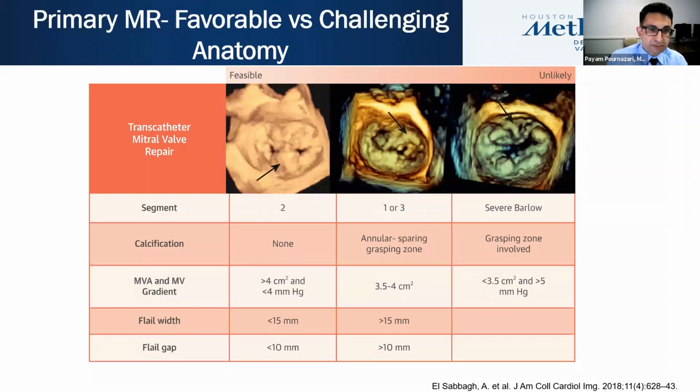This table, which was published in 2018 by Dr. El Sabaga and his group, discussed the more favorable anatomy for transcatheter edge-to-edge repair versus more challenging anatomies. As you can see, A2, P2 segments with no calcification, mitral valve area of more than 4 centimeters, and a gradient of less than 4 millimeters of mercury, with a flail width of less than 15 and a flail gap of less than 10 are favorable for transcatheter edge-to-edge repair. As we move to medial or lateral pathologies or a more complex severe Barlow pathology, then the chance of success with transcatheter edge-to-edge repair is getting smaller and smaller.